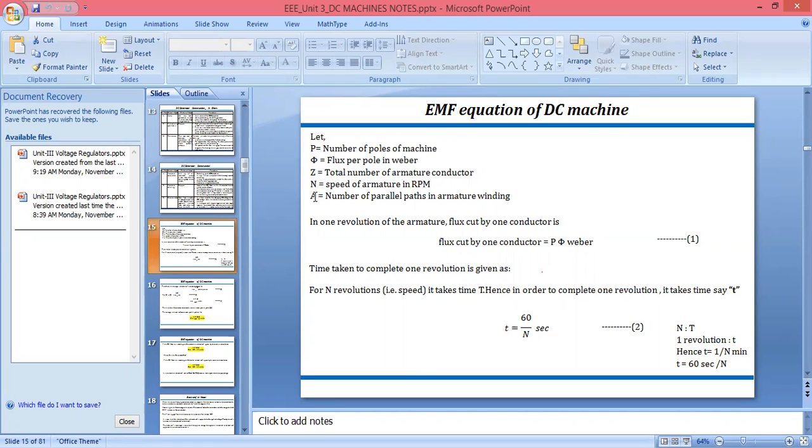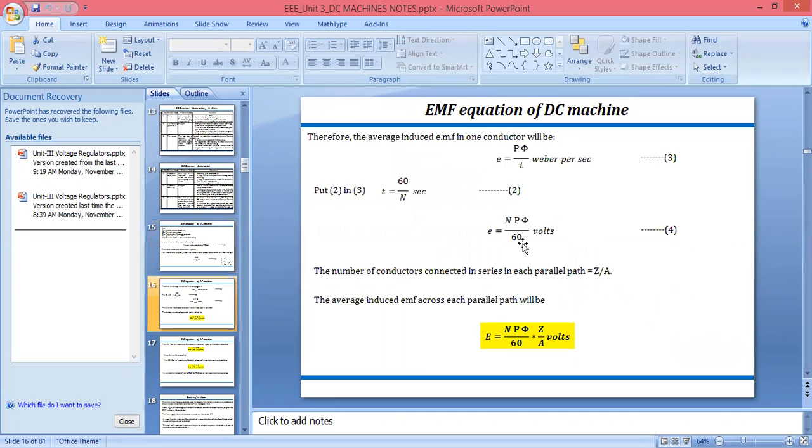Then we can call A the number of parallel paths in the armature winding. According to this, we will get the equation for the EMF: E equals NPΦ upon 60, because we are calculating that EMF with time in seconds. But when we calculate capital N, we take speed per minute. So we can convert that time from minutes into seconds, and we get EMF E equal to NPΦ upon 60.